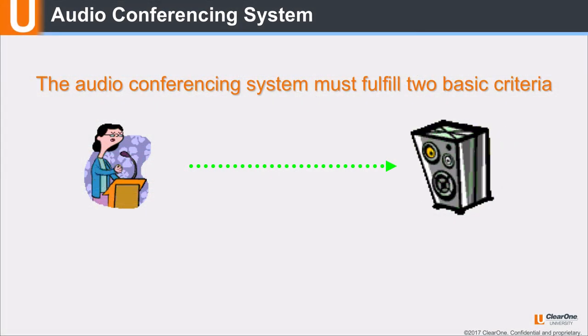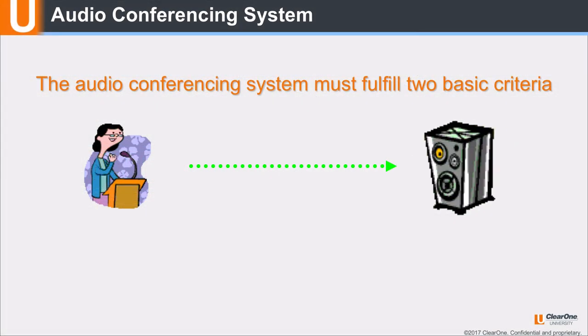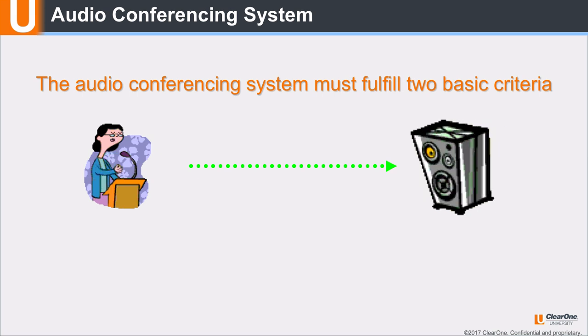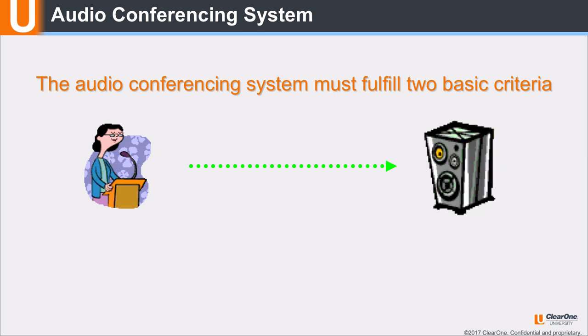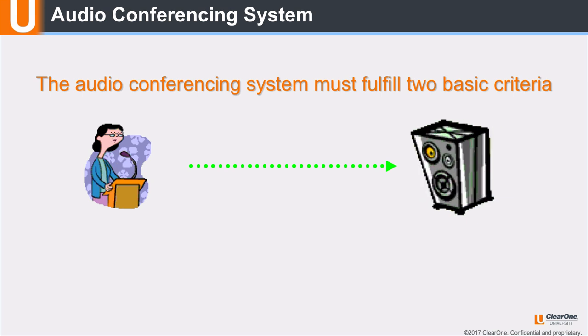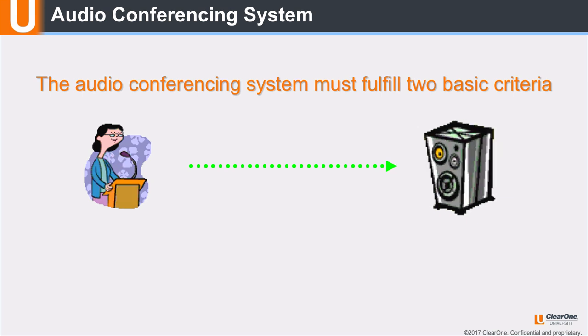The audio conferencing system must fulfill two basic criteria. It must pick up outgoing speech from a talker in one location and reproduce it back to a listener in another location without picking up excessive noise, creating echo, or distortion. The system must also provide appropriate user controls, such as volume control and mute functions.